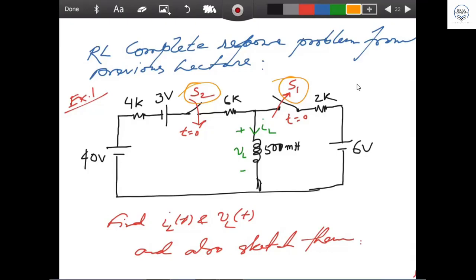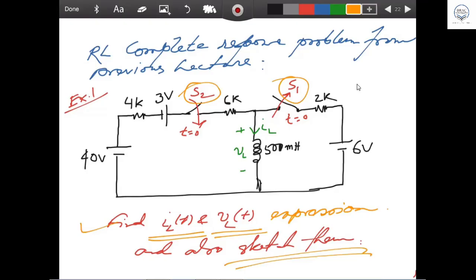And if this is the scenario, then from here you have to find the expression for IL and VL. Expression means you have to write the time equation for IL and VL. And also you have to sketch them. This is your complete solution. That's the way you have to solve your problem.